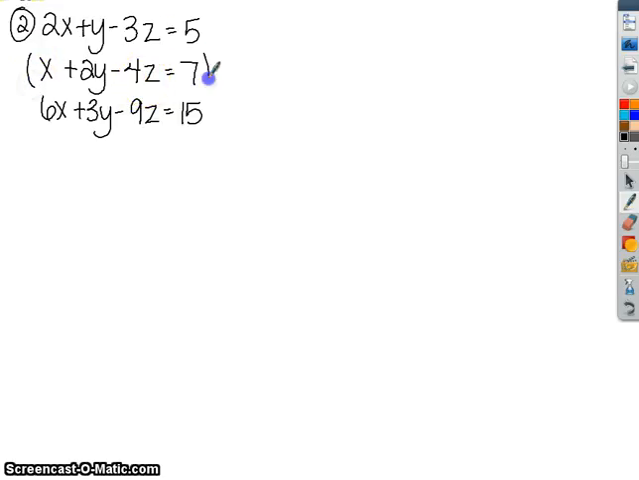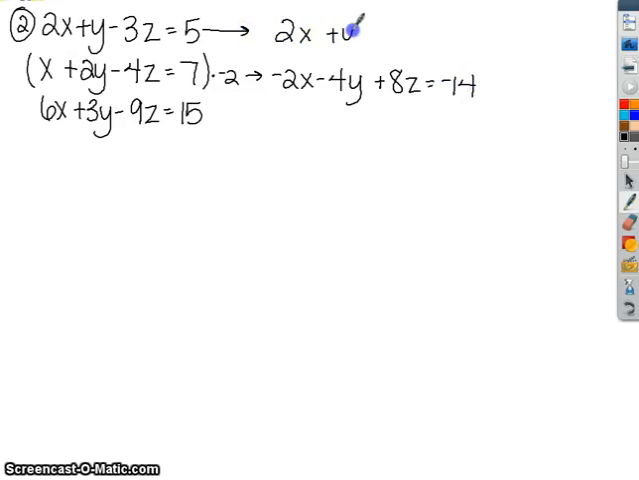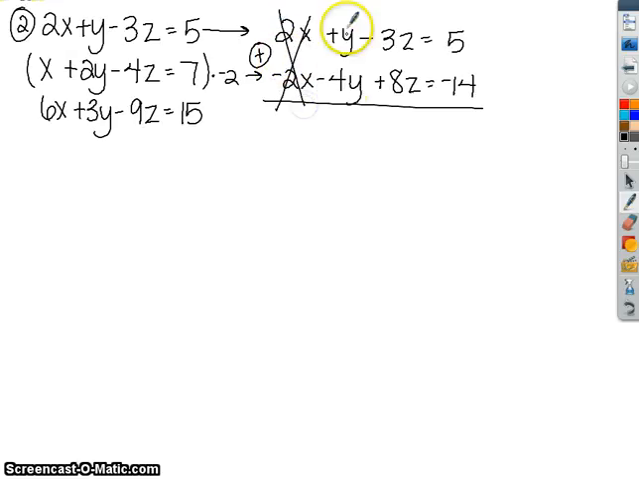So in order to do that, I'm going to multiply this one through by a negative 2. Okay, so negative 2x minus 4y, that turns into a plus 8z equals negative 14. Rewrite this one, 2x plus y, negative 3z equals 5. Turn it into a giant plus problem. X's are gone, that's what I wanted. So I get negative 3y, I get a positive 5z, and I get a negative 9.